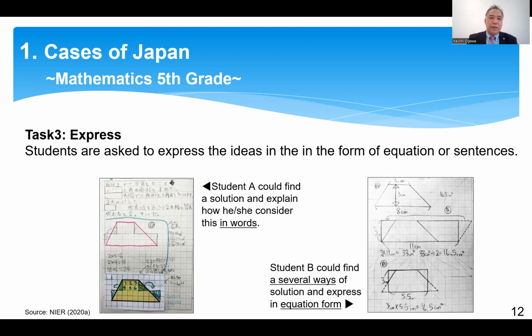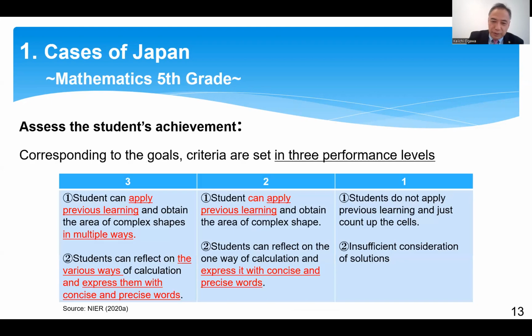So students are asked to express ideas in the form of an equation or sentence. So by looking at this, student A could find the solution and explain how she considered it in words. Student B could find several ways of solutions expressed in equations. But combination is really important. So mathematics, grade 5. Then assess the student's achievement.